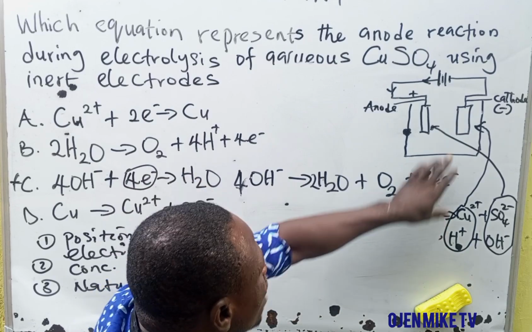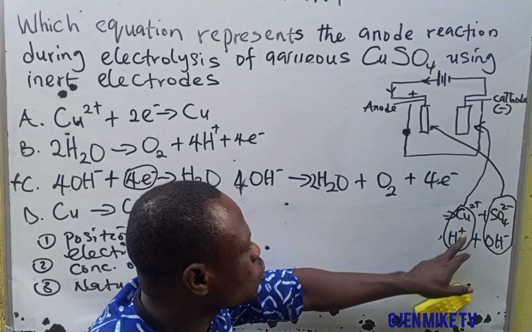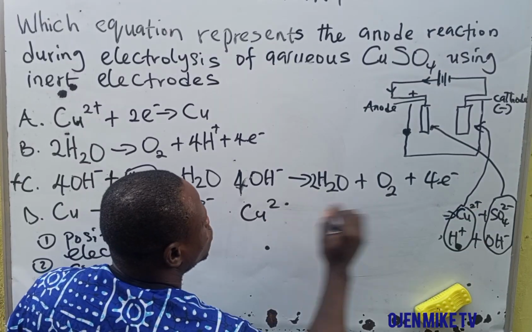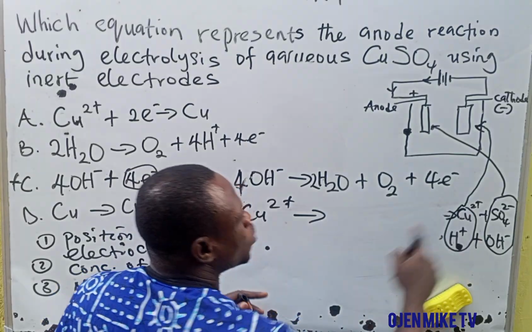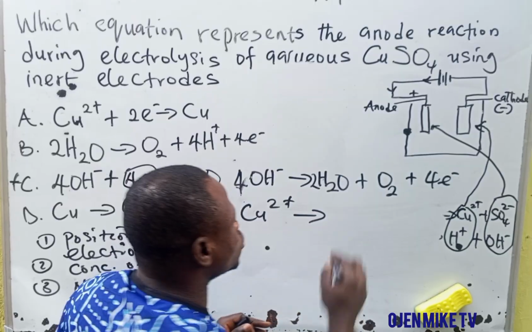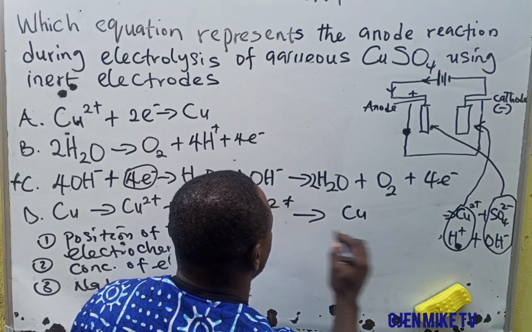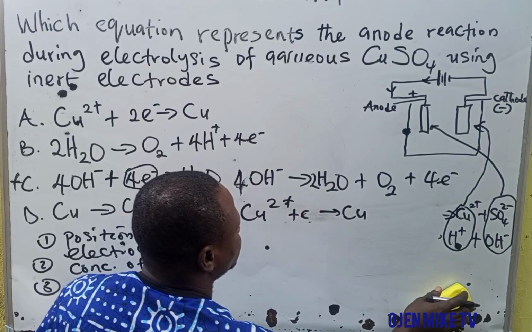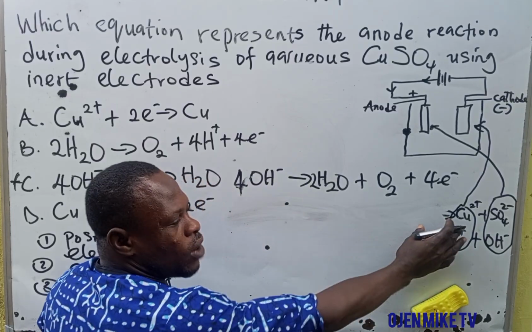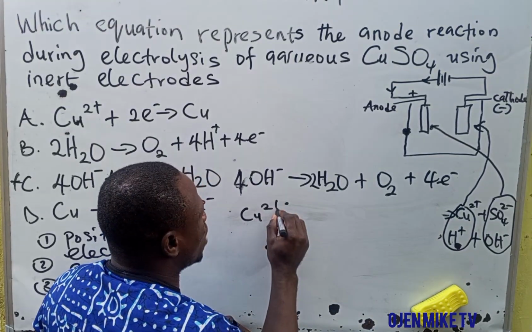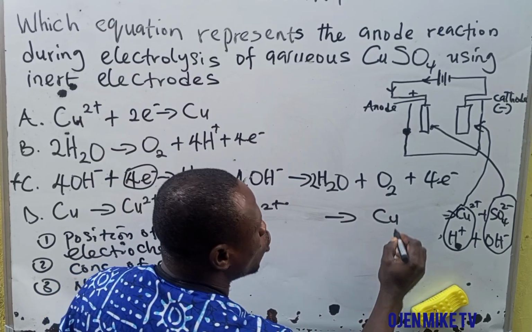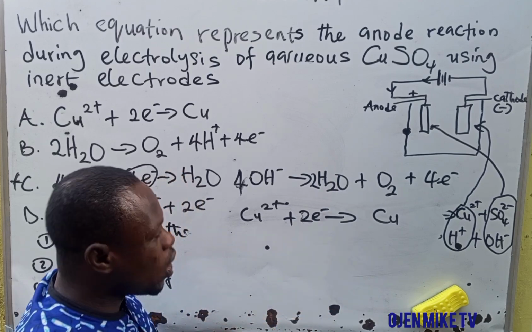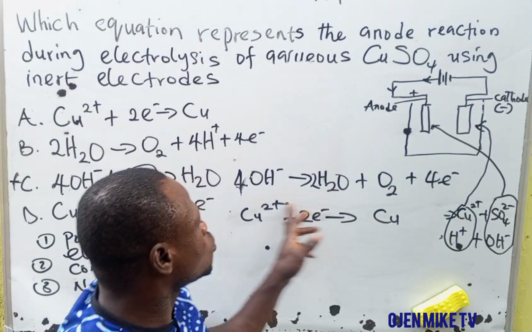All right. Now let's look at the cathode. What happens at the cathode? I told you that the copper will be migrated. So we have copper 2 ion. Copper 2 ion will undergo reduction to give copper metal. So here we have plus 2 electrons. Copper 2 ion gives you copper metal, you put your 2 electrons. So this is what happens at the cathode, and this is what happens at the anode.